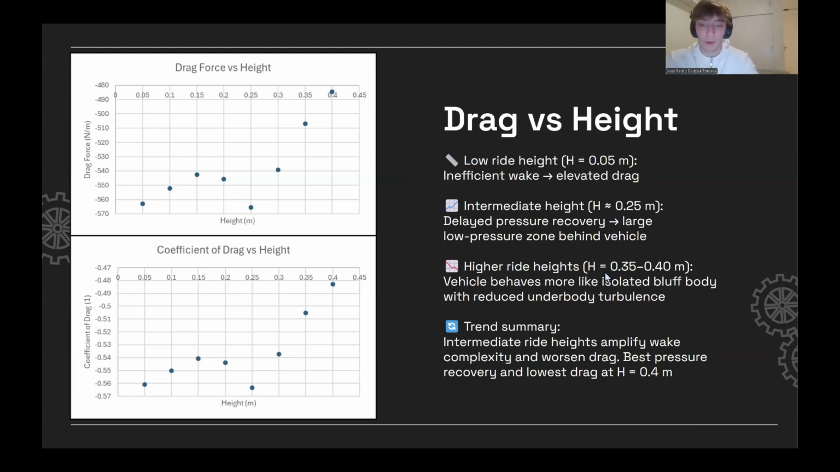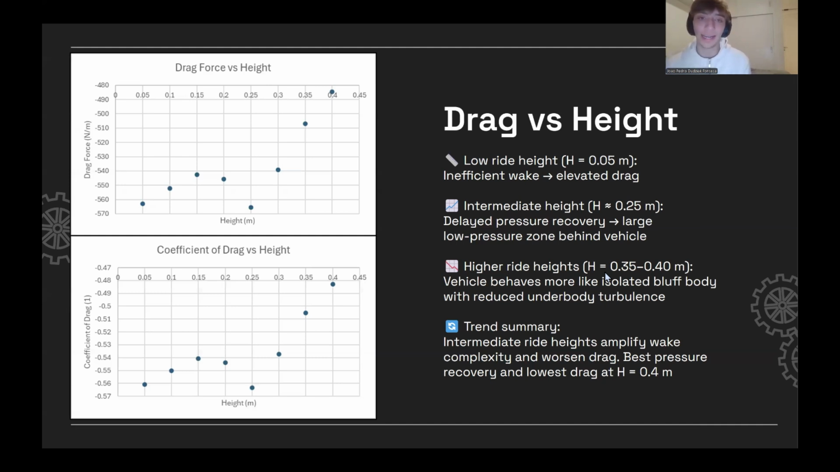Now for the drag graph, as you can see for low heights, there's actually a moderately high drag despite the very strong underbody acceleration. This could be because of the very compressed lower vortex, as you saw earlier, which actually disrupts the wake recovery and then increases drag. For the intermediate height, again at 25 centimeters, there is a peak drag force and coefficient observed. There's also possibly enhanced shear and very strong vortex formation at the back because of the vortices being more symmetrical, and also a delayed pressure recovery because of the low pressure zone caused by the more symmetrical flow vortices.